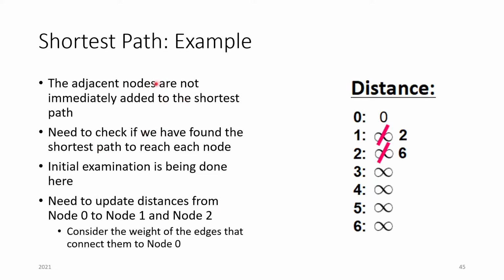Now, the adjacent nodes here are not immediately added to the shortest path. The reason for this is that we don't know in our initial search if this is actually the shortest path. But what we can do in our initial examination is update our distances here to match from 0 to 1 and 0 to 2 from our example graph.